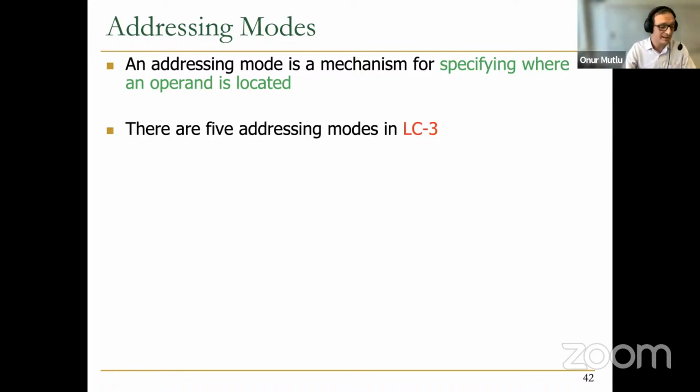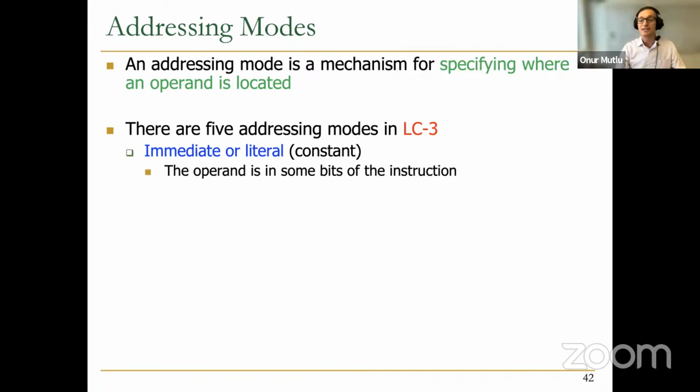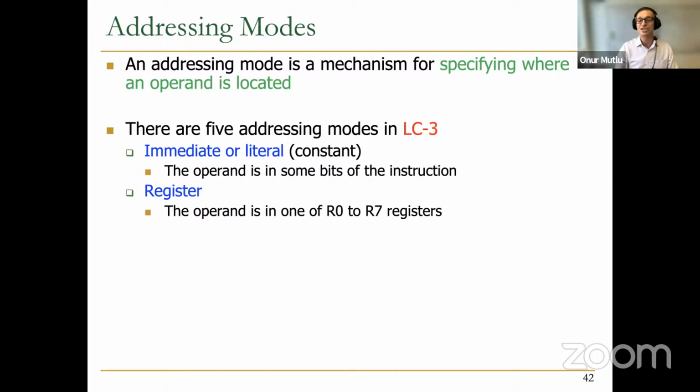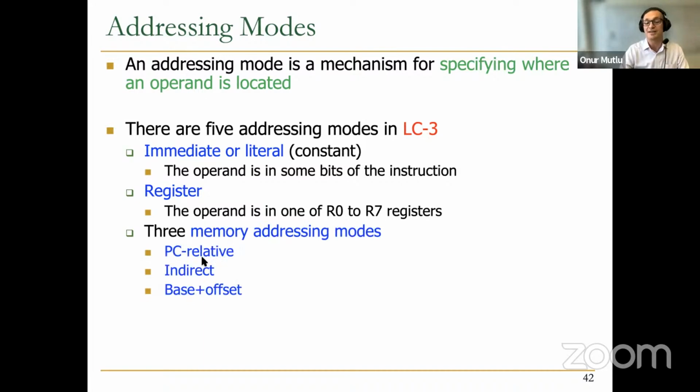And in LC3, there are 5 addressing modes. Immediate or literal, the operand is in some bits of the instruction. We've seen this constant, and we're going to see this again, so I'm going to go through this quickly. Register means that the operand is in one of the general purpose registers. And there are 3 memory addressing modes: PC relative, indirect, base plus offset. Base plus offset we have seen yesterday. PC relative and indirect we're going to see today.